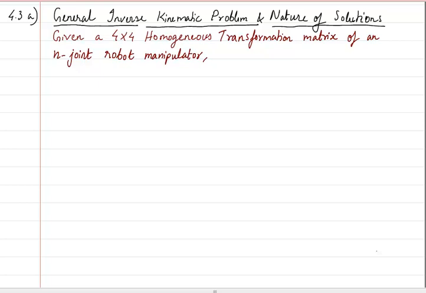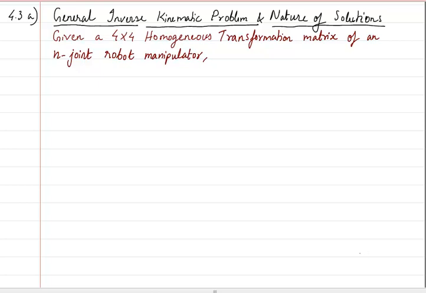So what we see here is that though the equation looks difficult to solve, when we try to see it in a different way, like kinematic decoupling, we will be able to see that the answers are not so difficult. To understand why we are using the decoupling method, we have to understand generally what the inverse kinematic problem looks like and what the nature of its solutions is. So first, let us look at the inverse kinematic problem.